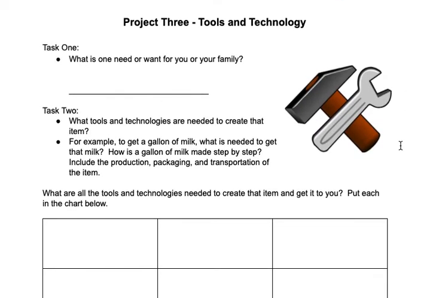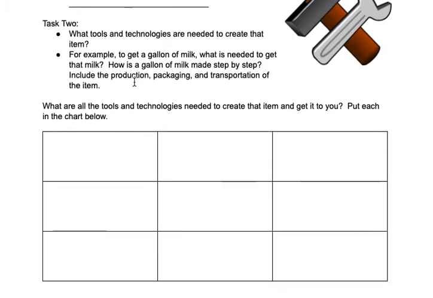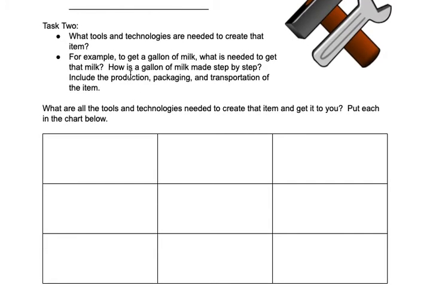The final thing we want the first graders to do for May is think about the tools and technology that is used to create the products that they want. So let's go back to our needs and wants list, and on that first line, put down a product that you would need or want for your family. And I put down the example of a gallon of milk. The second task then is to think about, okay, if we're going to get that gallon of milk, what tools and technology are needed to produce that gallon of milk?